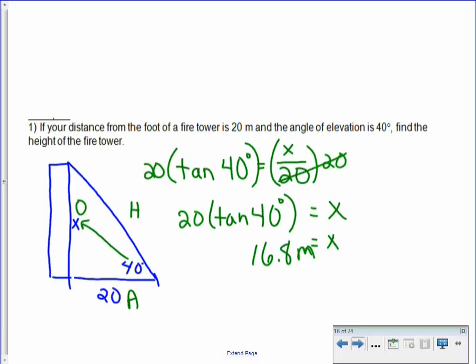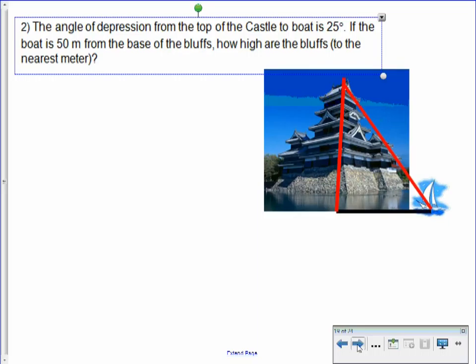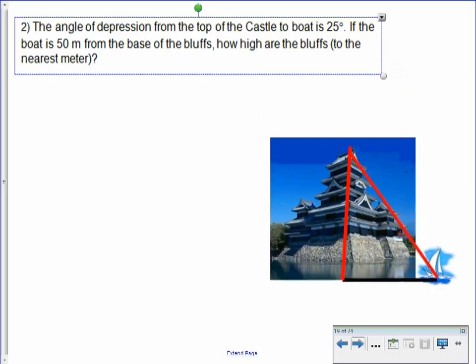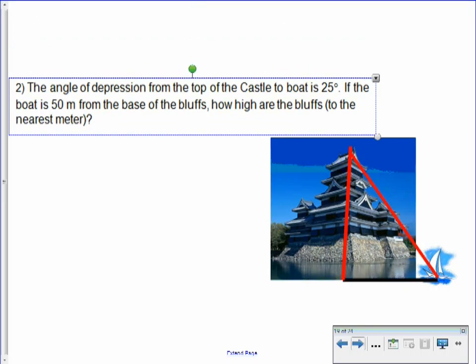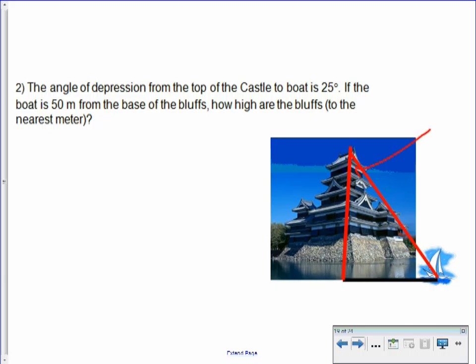Oh, okay, I got it now. So this is how you do it. Now, this one conveniently gave us a picture so we don't have to work as hard. Since the angle of depression from the top of the castle to the boat is 25 degrees, where does that 25 degrees go? To the point. So right up here is our 25 degrees.